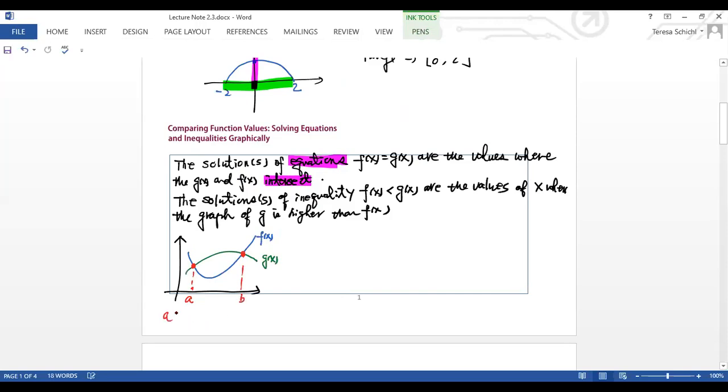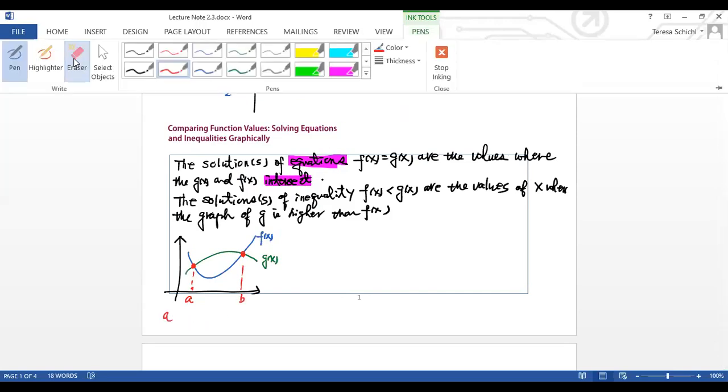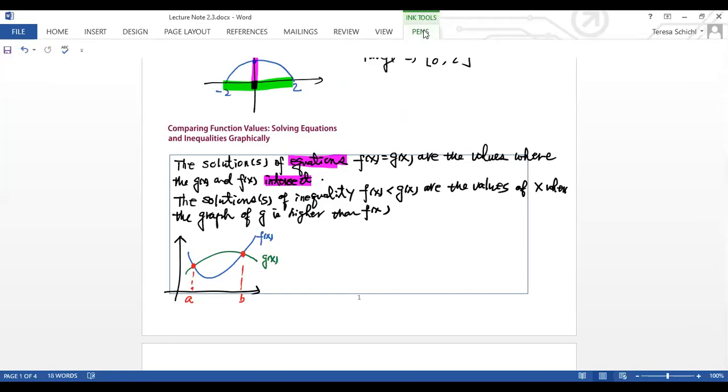So the solutions here will be what? The solutions will be x equals A and x equals B, right? That's what we mean by the solutions here. Now if you have f of x less than g of x, what does that mean? From the graph, I'm still using f of x, the blue one, and g of x here.